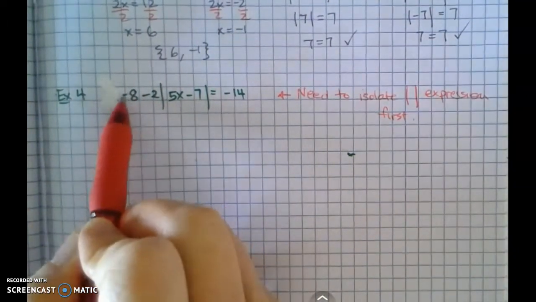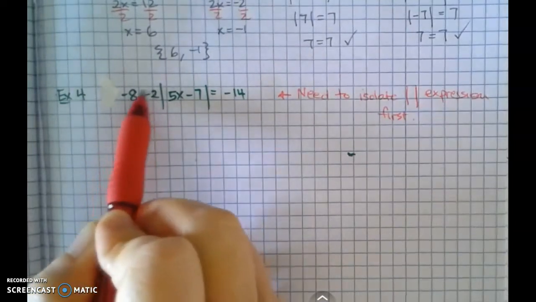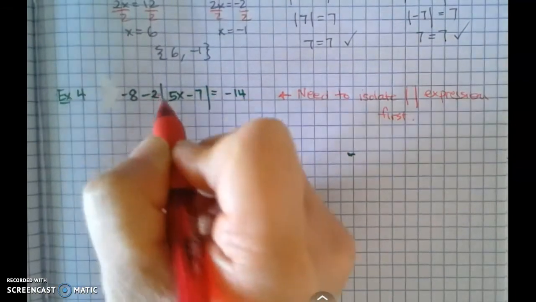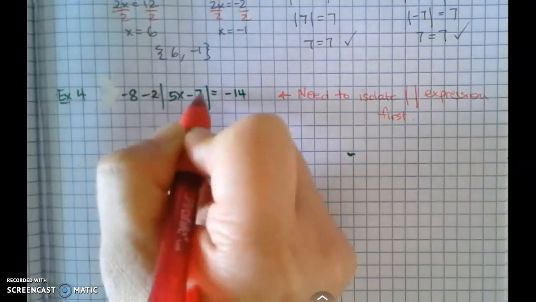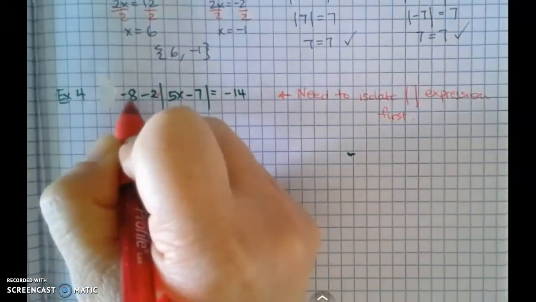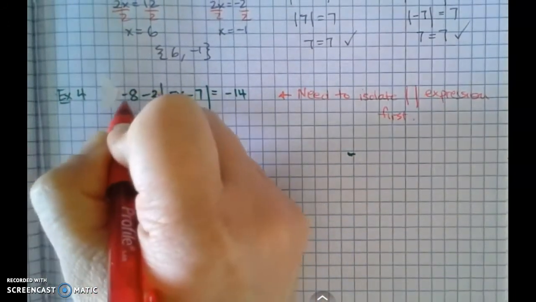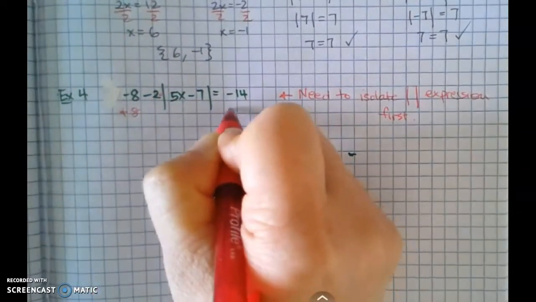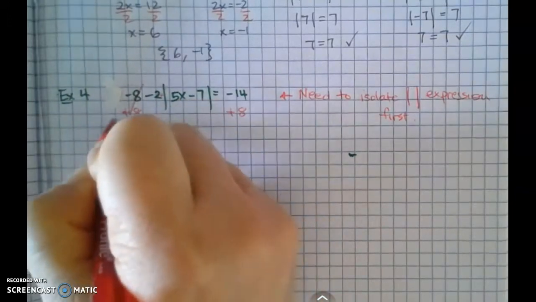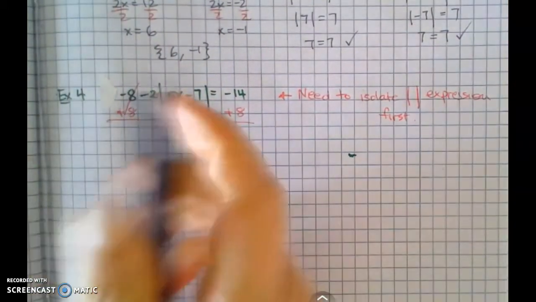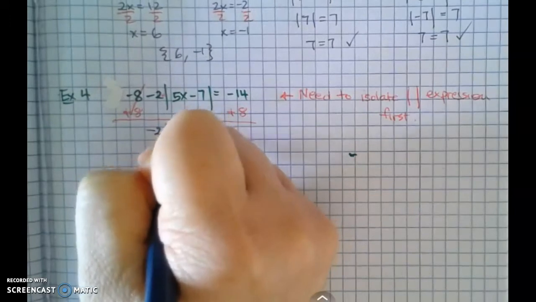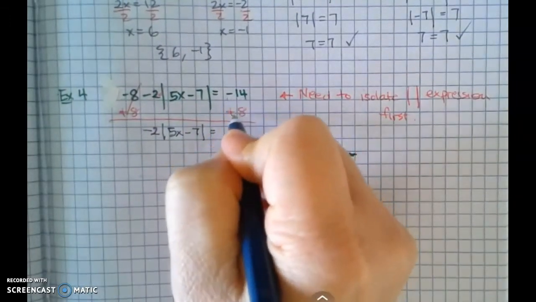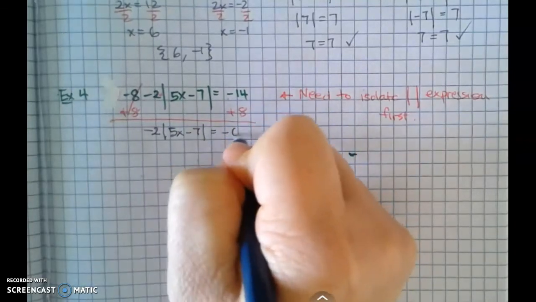Well, this is just subtracting 8, but this negative 2 is not subtracting 2, it is a multiplication. It's like negative 2 times the absolute value. What do we need to get rid of first? We need to get rid of negative 8. So I need to add 8 to both sides of the equal sign. And then this goes away, and you are left with negative 2 times the absolute value of 5x minus 7 is equal to negative 14 plus 8, which is negative 6.